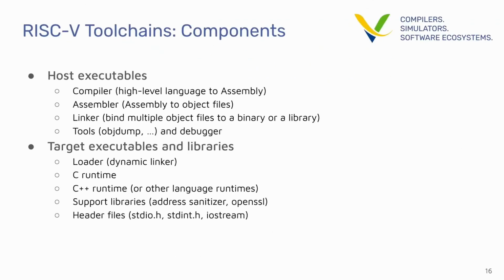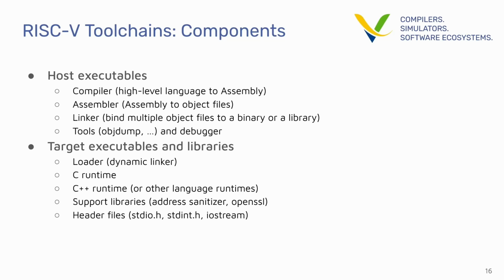So what are the components of a toolchain? Well, let's split them into two pieces. First of all, the host executables. For example, the compiler, which compiles a high-level language to assembly code. Then the assembler, which assembles the code to object files. There's also the linker, which binds multiple object files into a binary or library. And there are different other tools like object dump and the debugger.